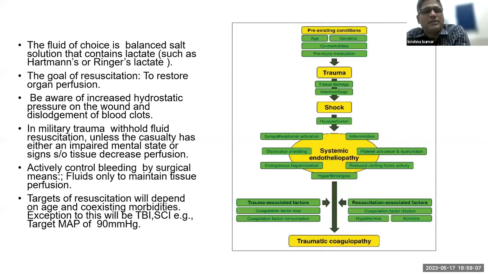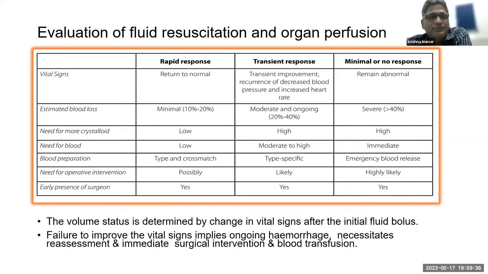It's important to understand that the aim of resuscitation with IV fluids is to restore organ perfusion. Do not give excess fluid, because it can increase the hydrostatic pressure on the wounds and dislodge the blood clots. So pursue the source of bleeding and control the bleeding by surgical means. The target blood pressure should be kept high, especially in patients who have traumatic brain injuries or spinal cord injuries. The MAP should be kept at 90. One can use fluids plus the required vasopressors.